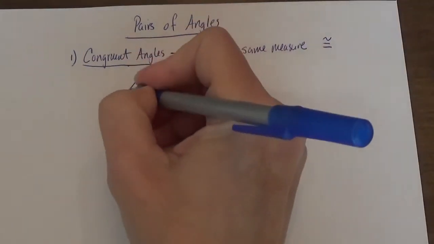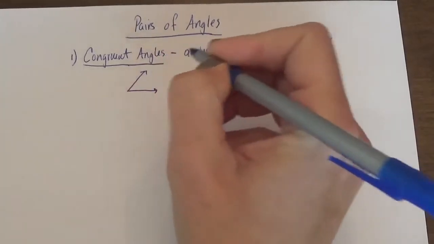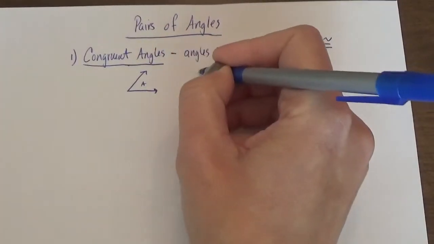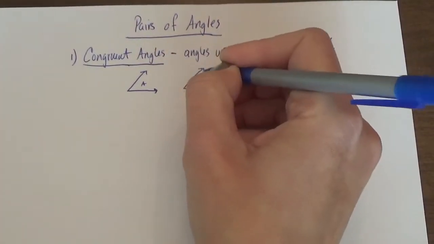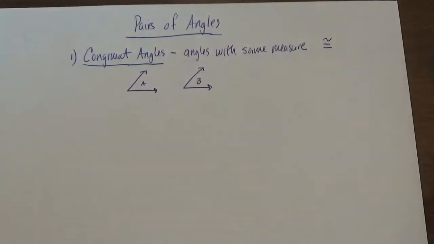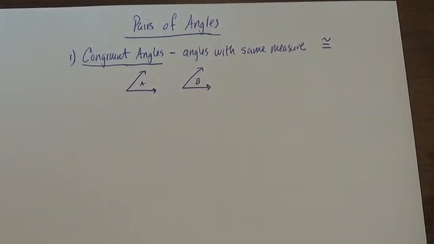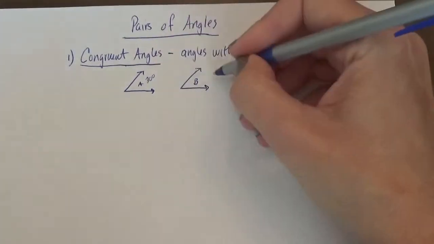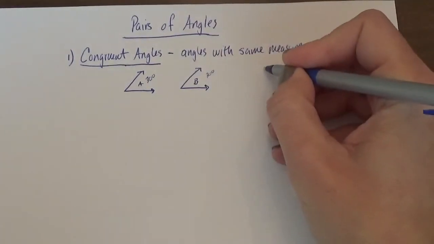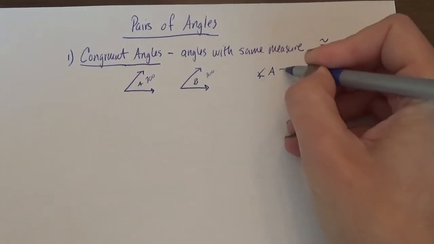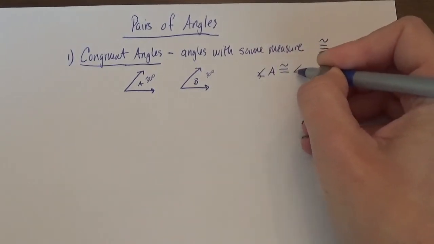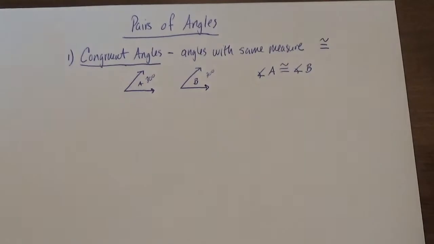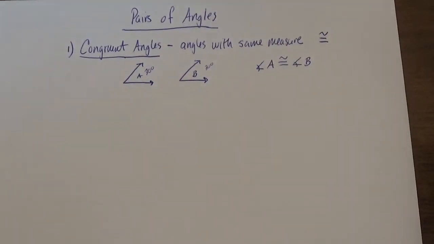So if I had two angles exactly the same, let's say it's angle A and angle B. If I were to say these were congruent, let's say they're both 30 degrees, I could say that by saying angle A is congruent to angle B. All right, so that's what congruent means.